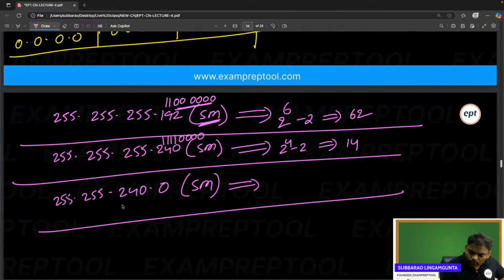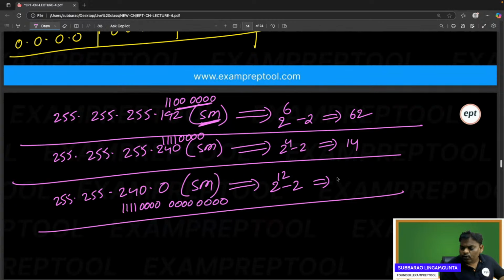It's a 240 means what? The 4 ones, 4 zeros. So last one anyhow 8 zeros are there. So totally 12 bits. 8 plus 4, 12. 2 power 12 minus 2. 2 power 10, 1024, 2048, 4096. 4096 minus 2, 4094.